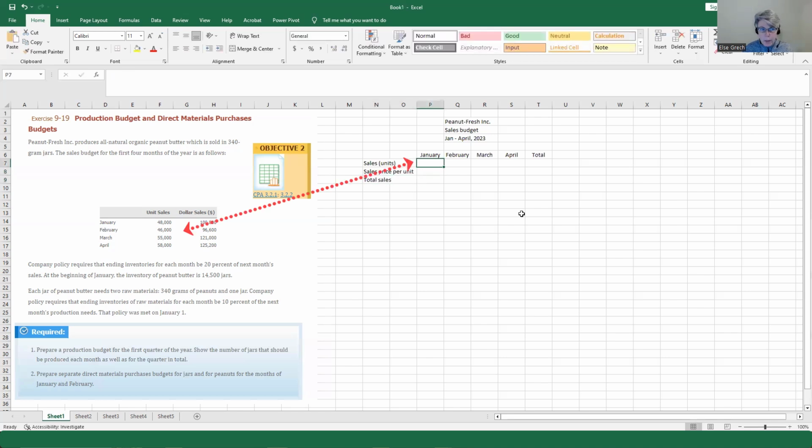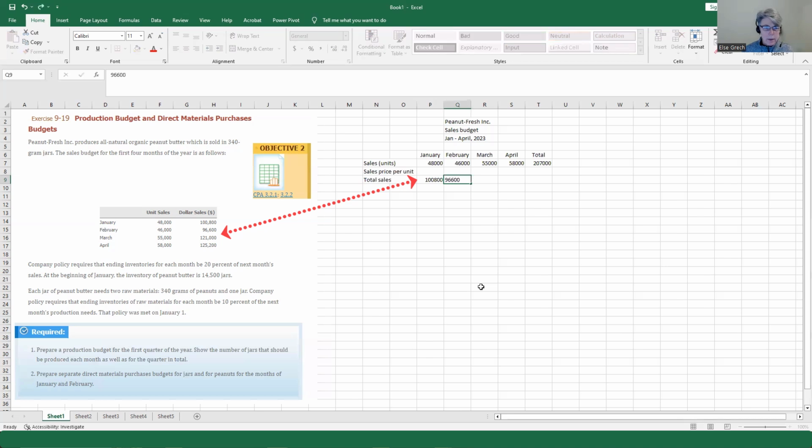Now here, we know it's 48,000, and we know that from this information right here. They give us the sales units: 48,000, 46,000, 55,000, and 58,000. And this, of course, would simply be added across. There we go. Now, we actually aren't given the sales per unit, so I'm just going to do the total here. And this is 96,600, 121, 125, 200. And then I'm going to add it across.